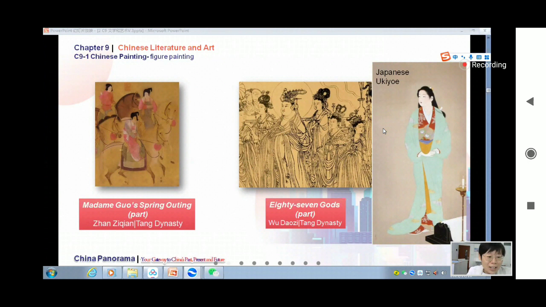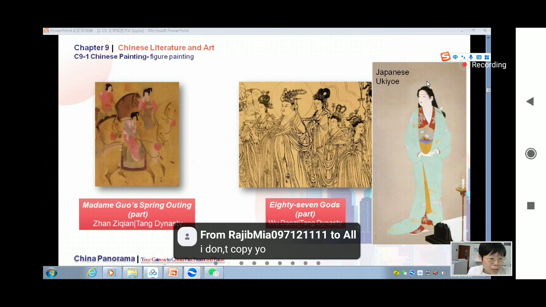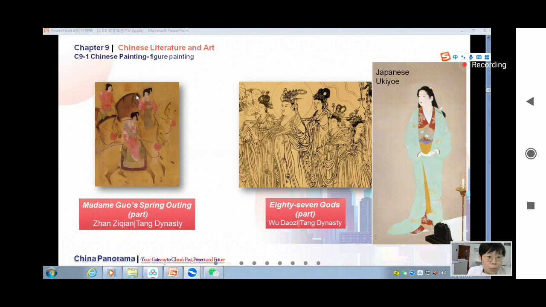That's why in ancient Japan, they also used this kind of beauty standard. So these are some examples of paintings in the Tang Dynasty. We can see that the paintings in the Tang Dynasty are more detailed, more colorful, and more realistic.